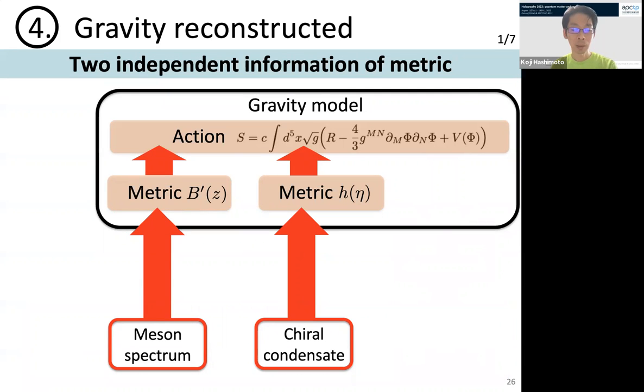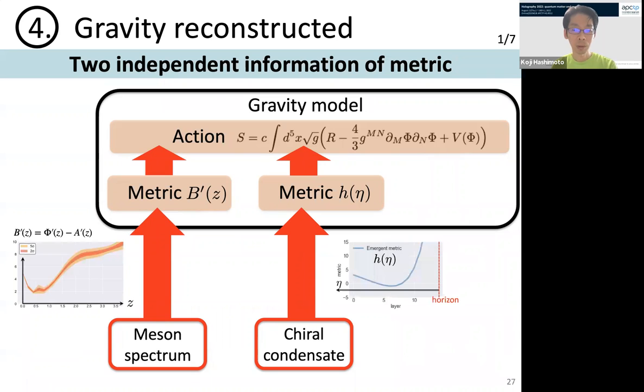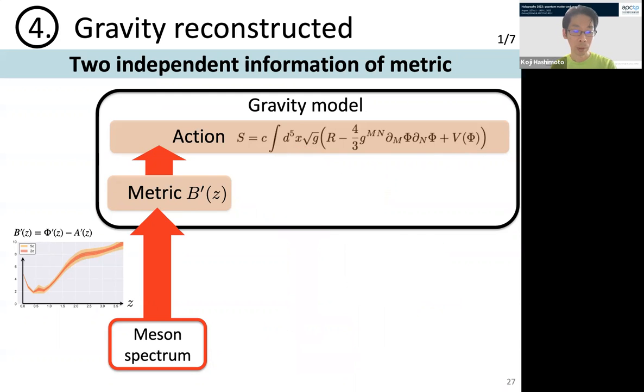The result of a neural network gives us this kind of metric function. This is for H, for the case of chiral condensate. This is for the function B prime, which is the difference between dilaton and a certain part of the metric. So each of these actually can determine V of phi. So let me concentrate on the meson spectrum case.